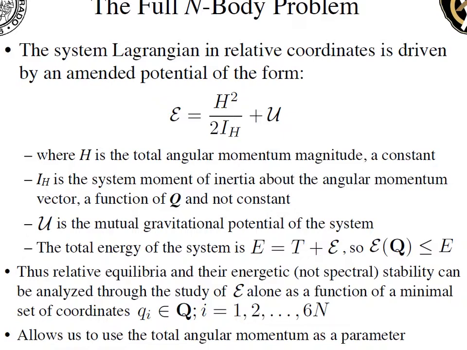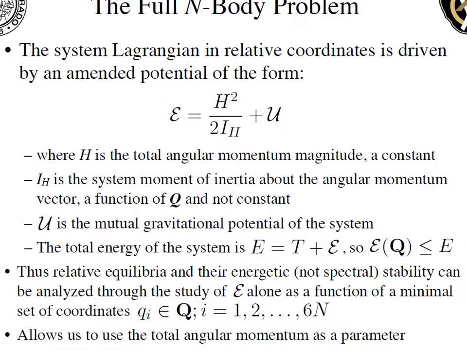From this formulation, the relative equilibria and their energetic stability. And here, every time I talk about stability, I don't mean the spectral stability, such as what we have under the Routh criteria for the three-body problem for the Lagrangian solutions, but energetic stability, where I'm asking to actually minimize this amended potential so that it is, in fact, a minimum energy point of the system.